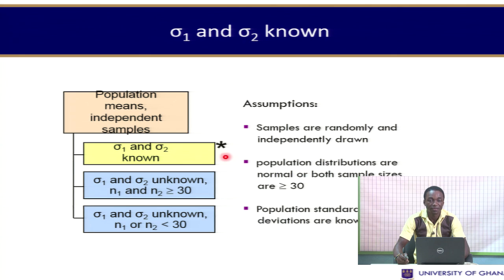We would consider the situation where the two population standard deviations, sigma 1 and sigma 2, are known. Our assumption is that samples are randomly and independently drawn, and population distributions are normal, or both sample sizes are greater than or equal to 30.